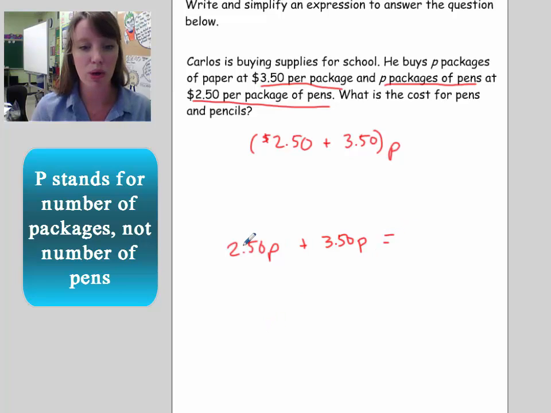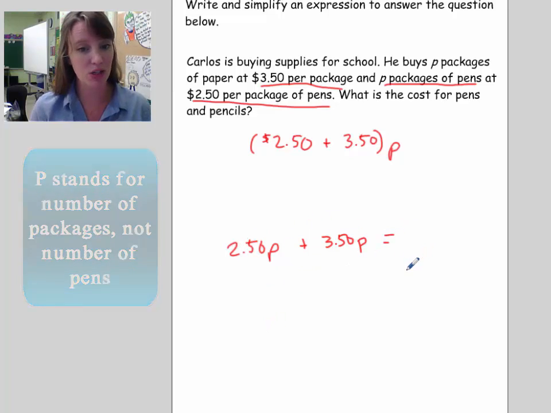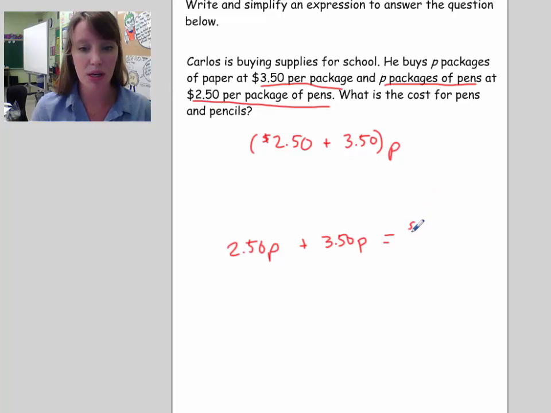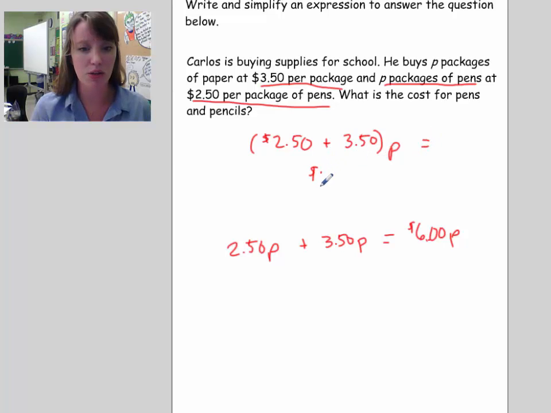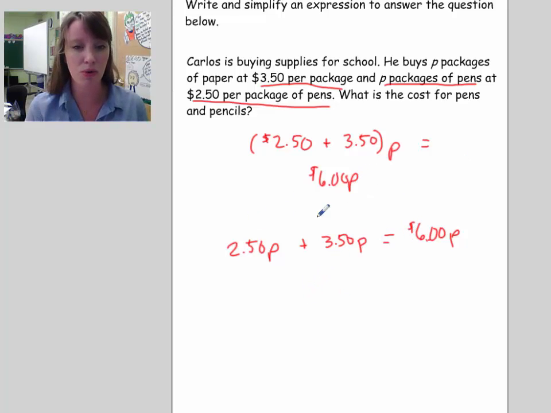So here, these two things end up being like terms, so you're going to end up with $6 times the amount of packages you're getting. The amount of packages either for the pens or the paper, because P is the same, you're getting the same amount of packages for both. The same thing is going to happen here. This is going to be $6 times the amount of packages you want to get. So there's two different ways of thinking about it, just using order of operations.